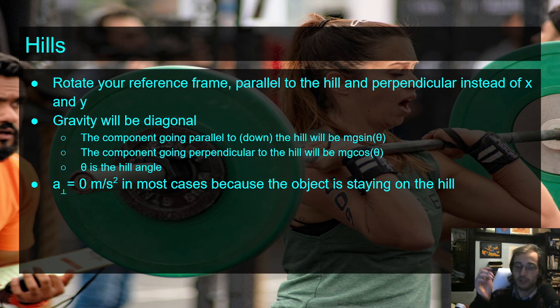The component that goes along the hill and down the hill for gravity is going to be mg sine theta, where theta is the hill angle. The component going perpendicular to it is going to be mg cosine theta. Your perpendicular acceleration will be 0 unless you're either tunneling into the hill or lifting off the hill, in which case it will not be 0. And that's pretty much how you approach these.